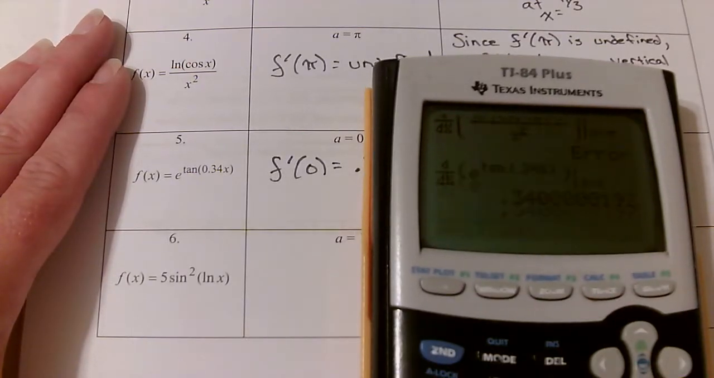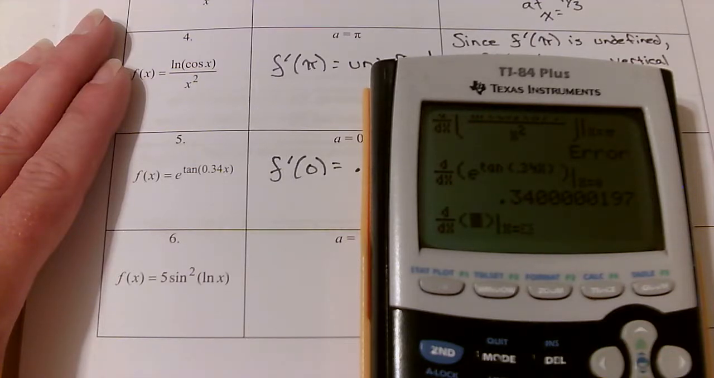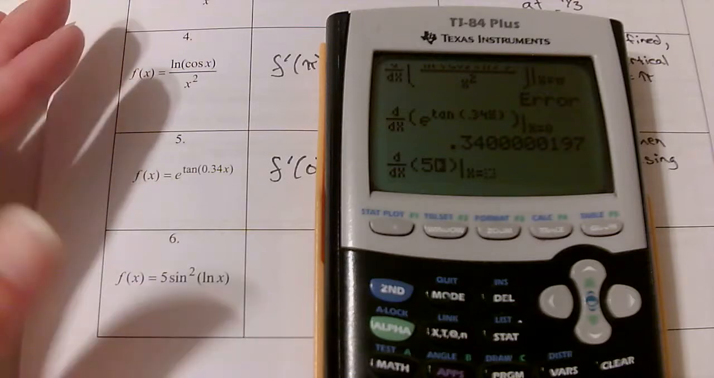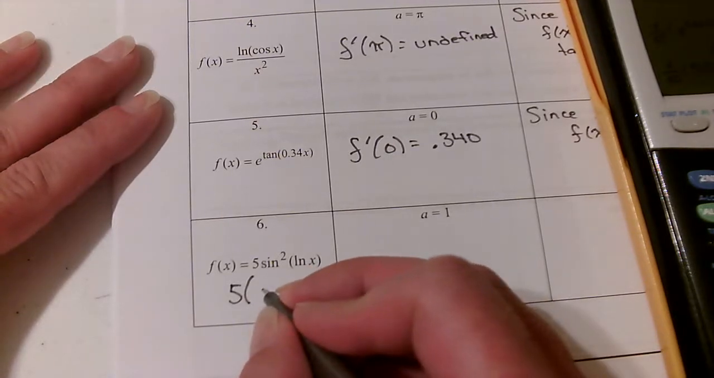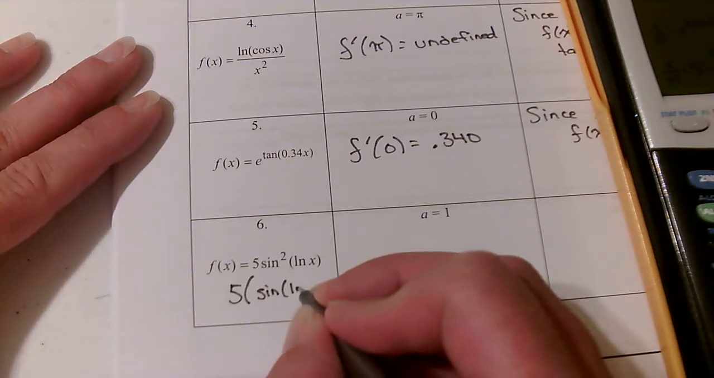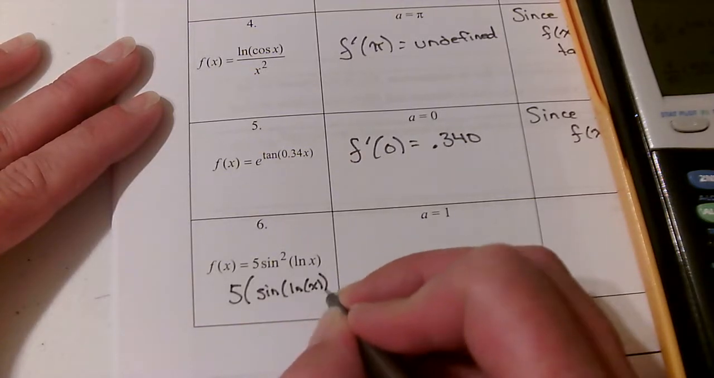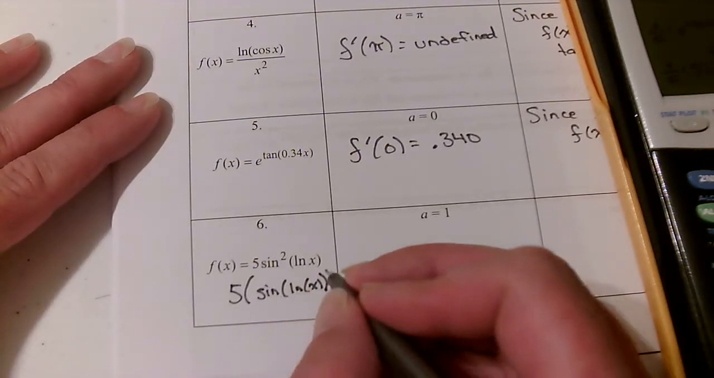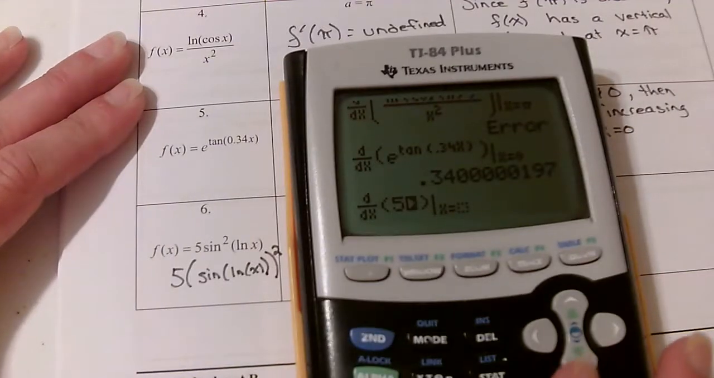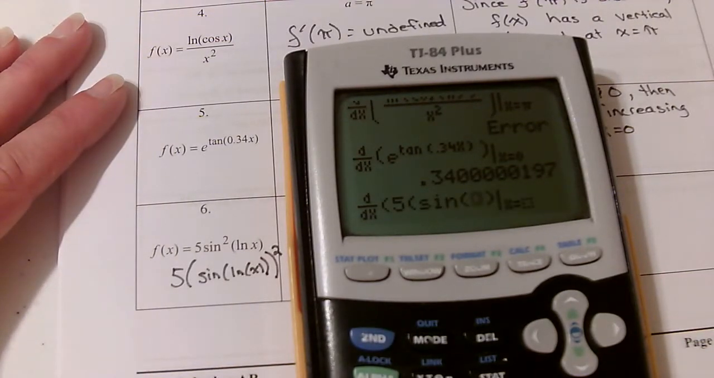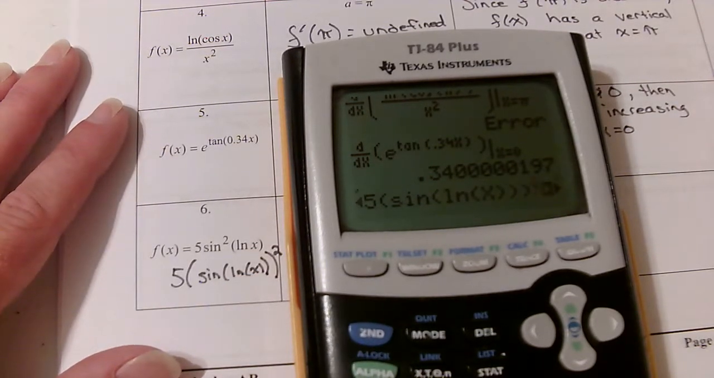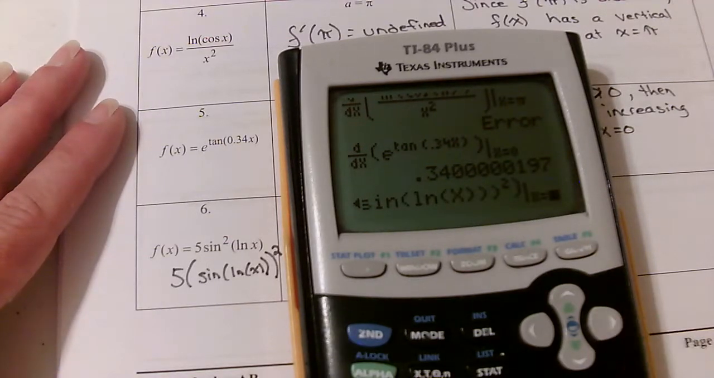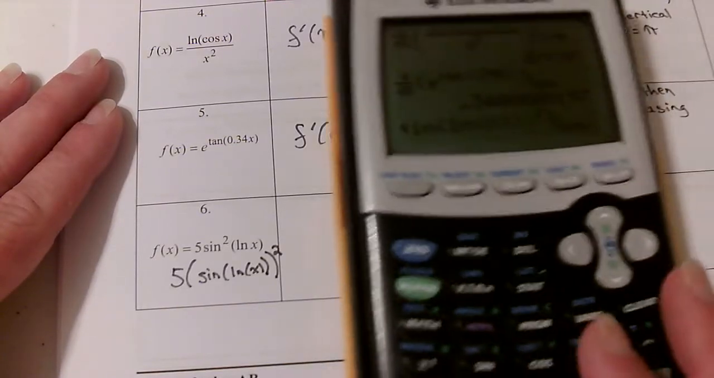Alpha window derivative. Whoops. 5. Ooh, how do I do sine squared? Well, let's talk about that. So I need to do 5 parentheses sine of ln of x, close parentheses there, close parentheses there, squared. So parentheses sine ln x, 1, 2, 3. So 1, 2, 3 squared. And we're evaluating this when x is 1. So I'm putting a 1 there at the end.